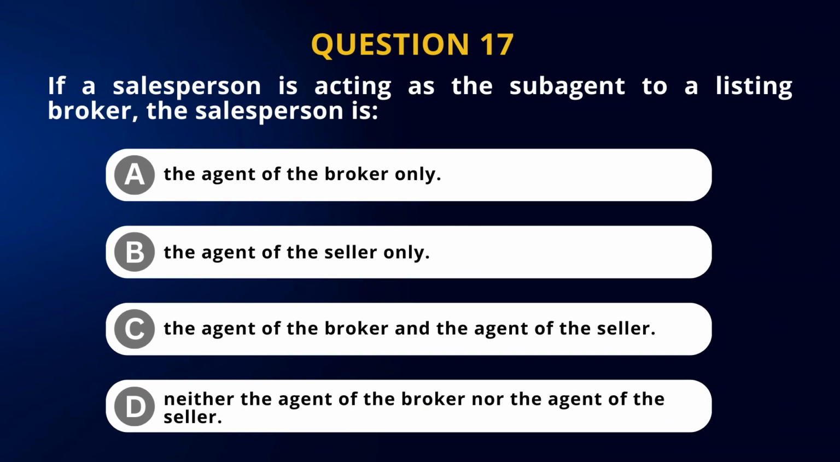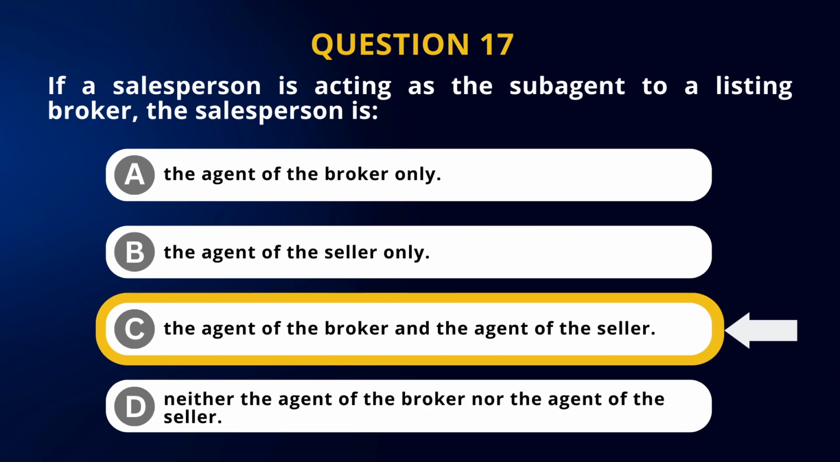Question number 17. If a salesperson is acting as the sub-agent to a listing broker, then the salesperson is, Letter A, the agent of the broker only. Letter B, the agent of the seller only. Letter C, the agent of the broker and the agent of the seller. Letter D, neither the agent of the broker nor the agent of the seller. And the answer? Letter C, the agent of the broker and the agent of the seller.